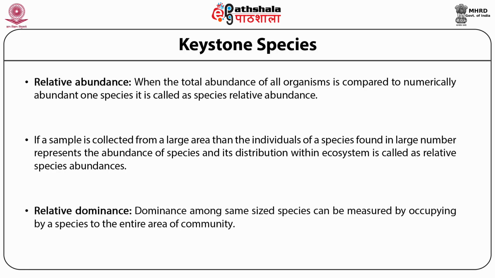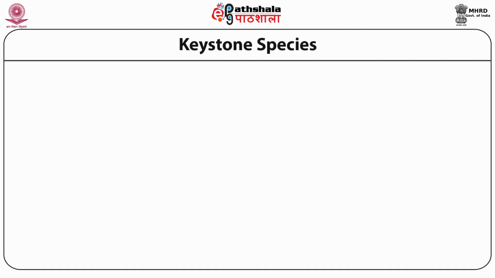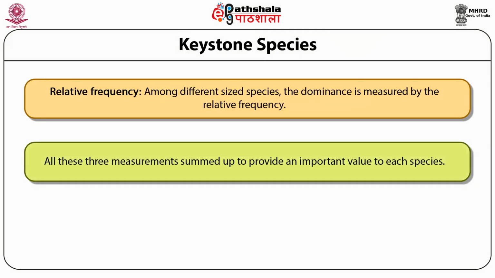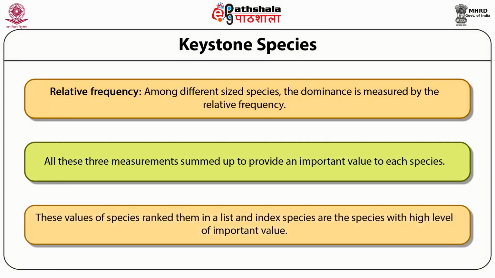Relative dominance: dominance among same size species can be measured by the area a species occupies relative to the entire area of the community. Relative frequency: among different sized species, the dominance is measured by relative frequency. All these three measurements are summed up to provide an importance value for each species. These values rank species in a list, and index species are the species with a high importance value.